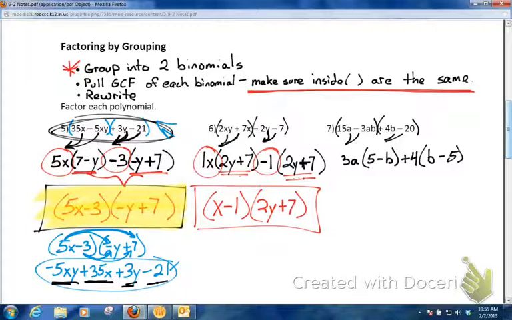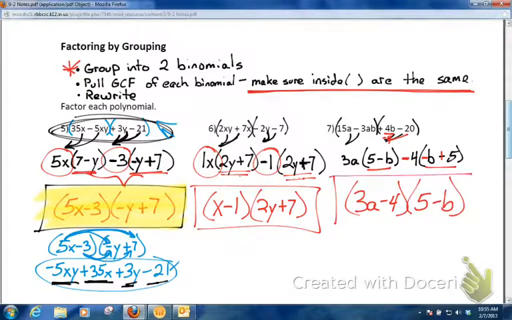And as soon as I did that, I realize again these two are not the exact same because the signs are wrong. Well, I can easily fix that by going back to this positive 4, and instead of taking out a positive 4, take out a negative 4. Because now 4 divided by negative 4 leaves me with negative b, and negative 20 divided by negative 4 leaves me with positive 5. Now this and this are the exact same. So I have 3a minus 4 times 5 minus b. Done.